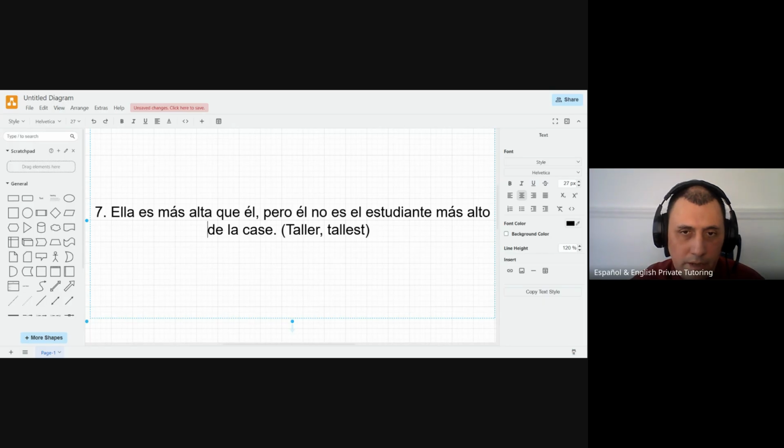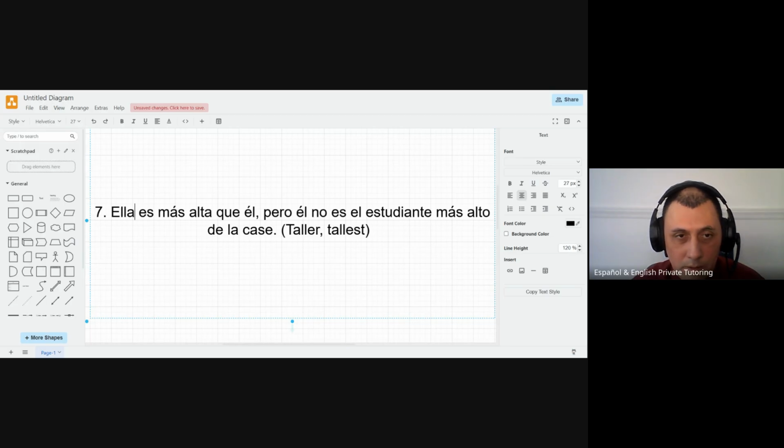She is taller than him, but he is not the tallest student in class. Okay? But he is, so the comparison is, we are saying that she is the tallest, not he. So it doesn't make sense.